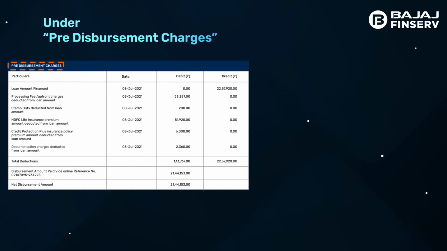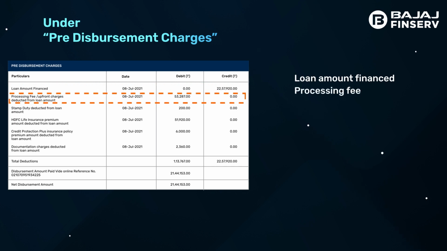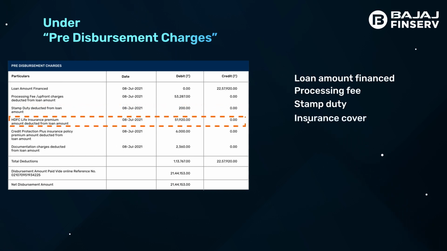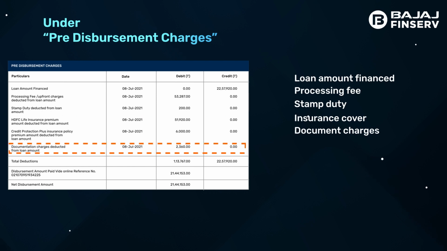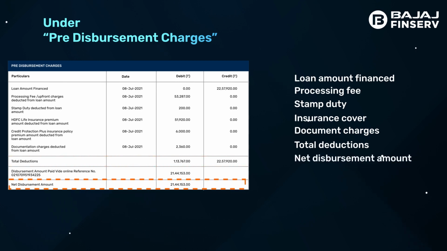Under pre-disbursement charges, you can see your loan amount financed, processing fees, stamp duty charged, insurance premium, documentation charges, or any other charges levied by Bajaj Finance, total deductions, and the net disbursement amount.